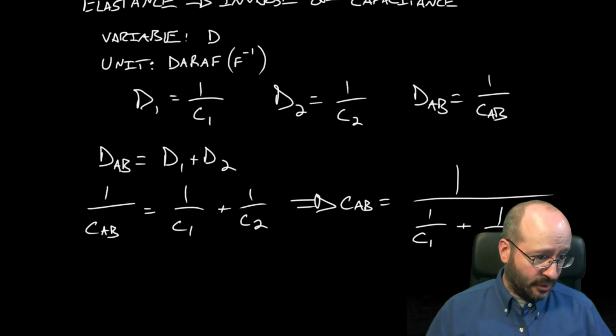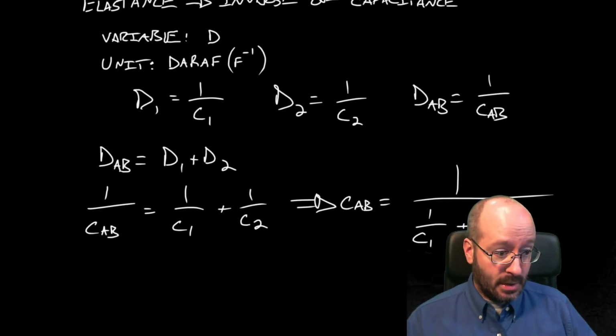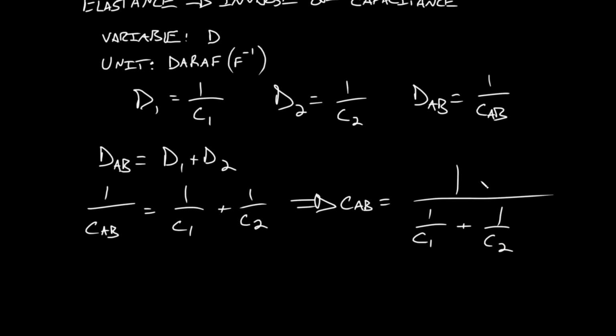If there's more, we can add more terms here. This is similar to what we saw with resistors, right? If we had more than 2 in parallel, we could add terms down here. With capacitors, if we have more than 2 in series, we just add more terms that are the inverses down here.